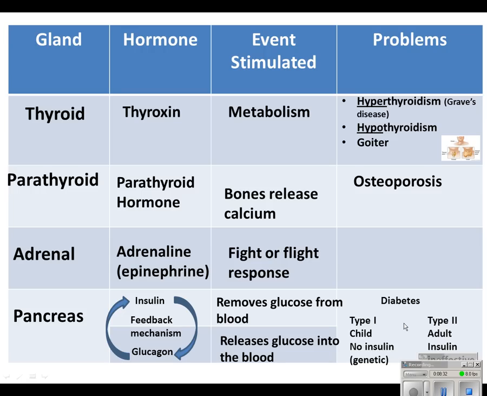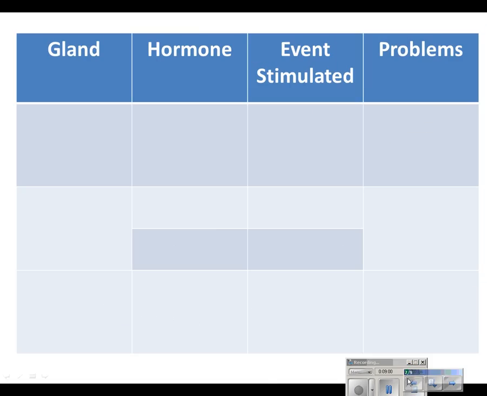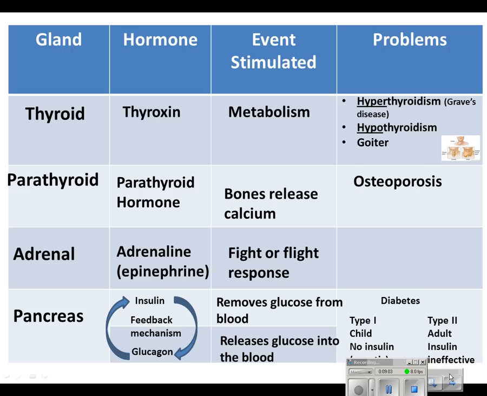Type 1 diabetes is actually found in children. It's also called juvenile diabetes. What's happening is they're not producing insulin in order to take the glucose out of the blood. So this disorder is actually genetic. And then type 2 diabetes is also called adult diabetes. What happens here is they don't respond to insulin. So their body needs to regulate their insulin or their glucose levels differently.